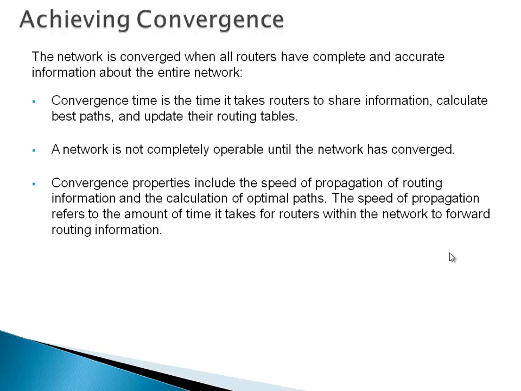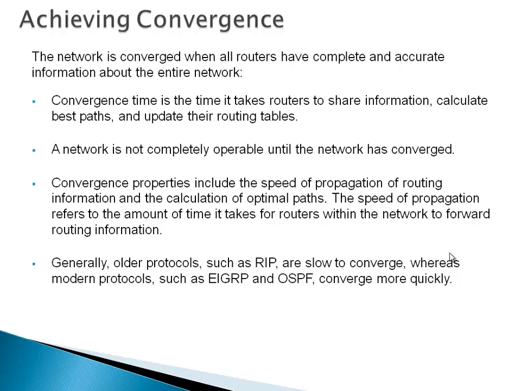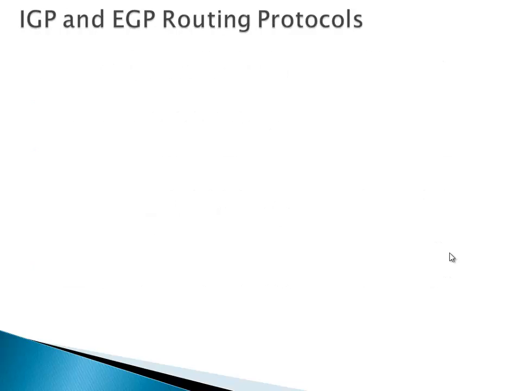The speed of propagation refers to the amount of time it takes for the routers within the network to forward the routing information. Generally, the older protocols, such as RIP, are slow to converge, whereas modern protocols, such as EIGRP or OSPF, are very quick to converge.